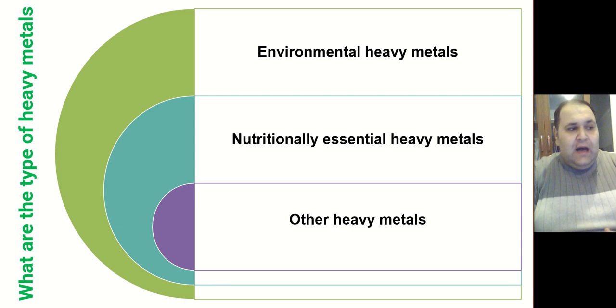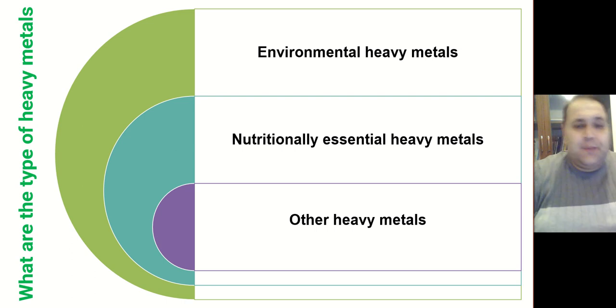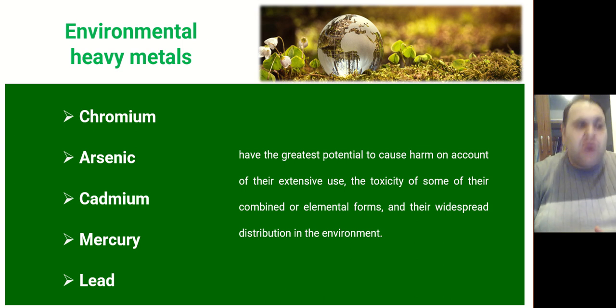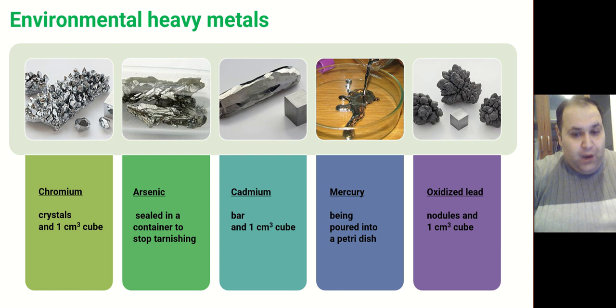Let's look at what the types of heavy metals are. These include environmental heavy metals, nutritionally essential heavy metals, and other heavy metals. In order to understand better, let's explain each of them individually. First, let's talk about environmental heavy metals. Chromium, arsenic, cadmium, mercury, and oxidized lead are the most common heavy metals which can pollute the environment. They have the greatest potential to cause harm on account of their extensive use, the toxicity of some of their combined or elemental forms, and their widespread distribution in the environment.